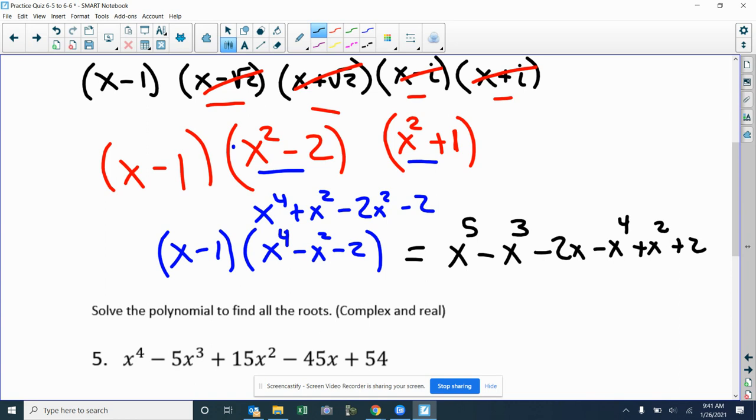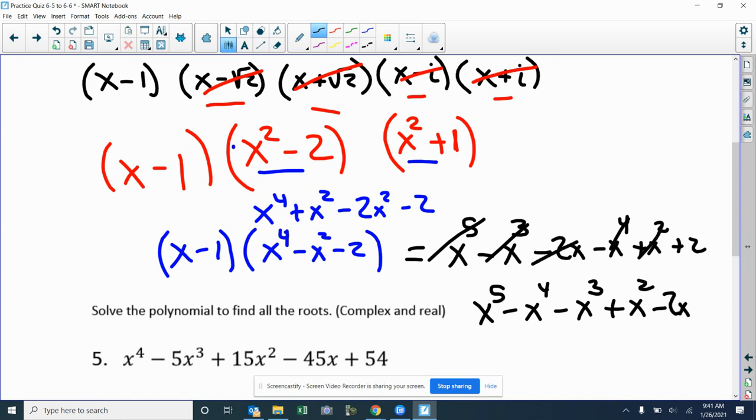Putting that in standard form now to finish it up. x to the fifth minus x to the fourth minus x cubed plus x squared minus 2x plus 2.